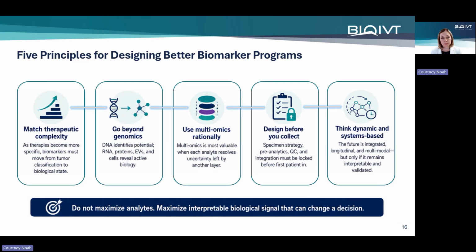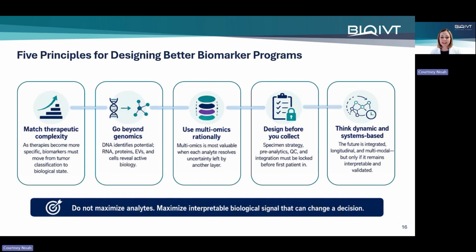Second, we need to move beyond genomics, and the key point here is when the question requires it. DNA remains foundational, but we'll see instances where that may not be sufficient. The third principle is to use multi-omics rationally. Multi-omics creates a lot of value when each analyte is being used to answer a specific question, again addressing that biological uncertainty. Fourth is to design before you collect, really making sure that you've worked through that process before any data generation occurs.